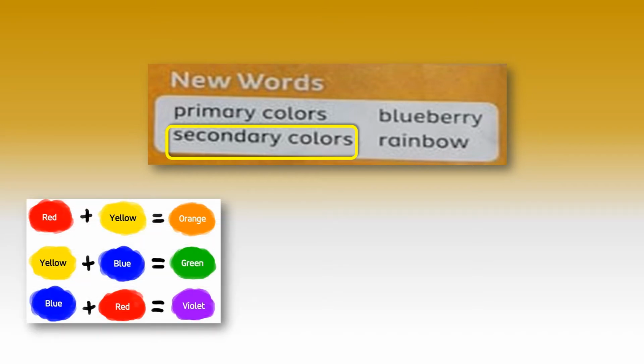Here are the primary colours, red, yellow, and blue. And what you get if you mix them. So red and yellow, what do you get? You get orange. Yellow and blue, you get green. And blue and red, you get violet or purple.